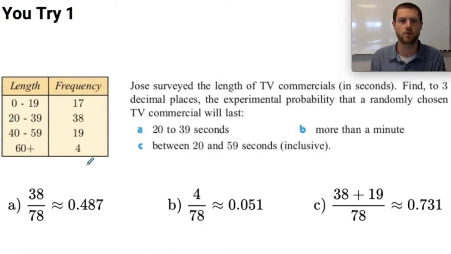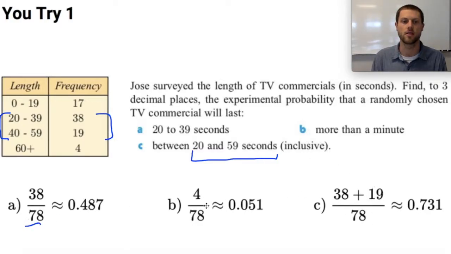All right, and here are my 3 solutions. The experimental probability of there being a commercial between 20 and 39 seconds is given by A. The answer for B is for B. The answer for C is for C. The only thing that you really need to think about here is if I want between 20 and 59 seconds, I have to include all of the data from these 2 rows. So that's where I'm getting the 38 plus 19 out of 78. Notice that 78 is always the total frequency of all of these different scenarios.